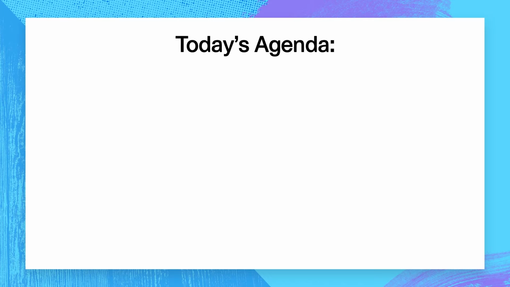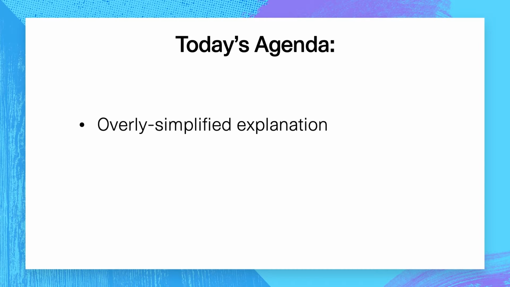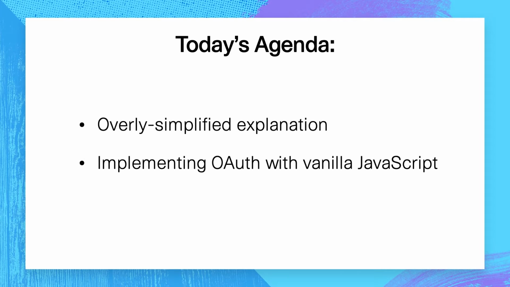So here's our plan for today. First, I'll give you a somewhat overly simplified explanation of how OAuth works, because frankly, once you have a better idea of what the OAuth flow looks like, our code will make a lot more sense. Then we'll look into adding OAuth into our own sample application. I'll be doing this with vanilla JavaScript, which hopefully you can then adapt into React or Vue or whatever JavaScript framework you happen to be using.